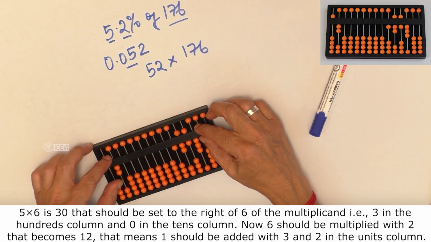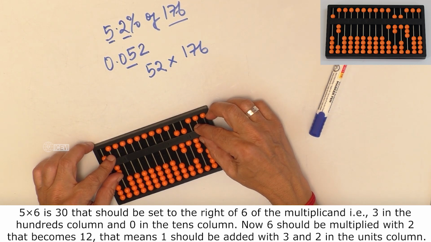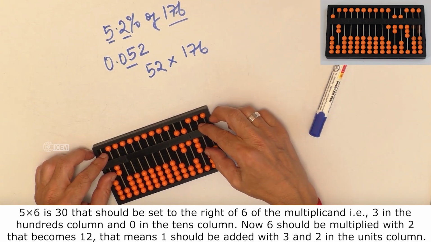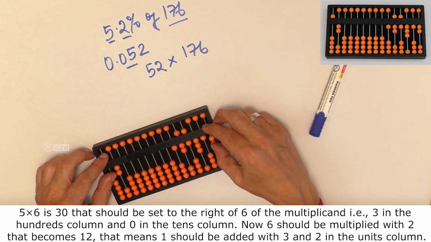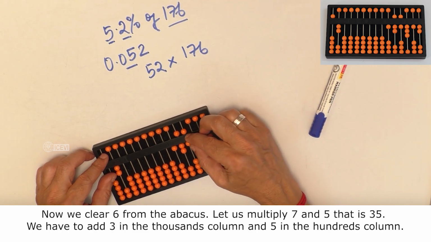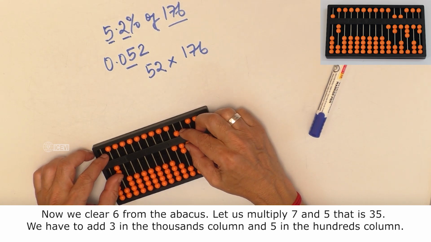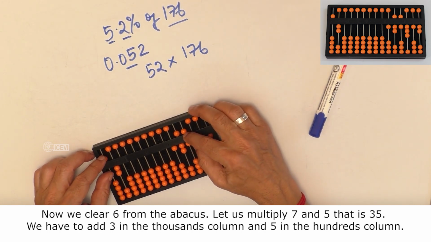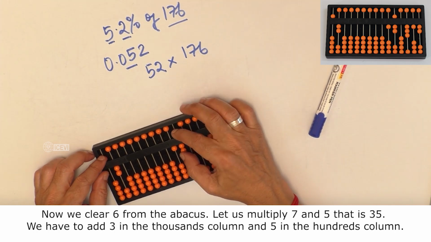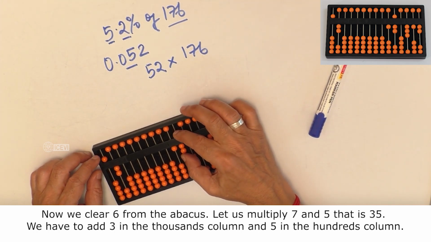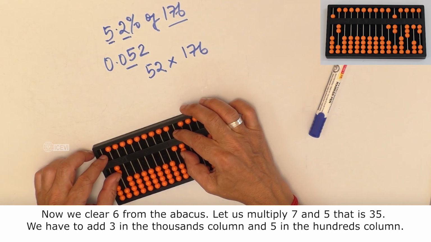Now 6 should be multiplied with 2. That becomes 12. That means 1 should be added in the tens column and 2 in the units column. Now the multiplication of 6 with 52 is over, and therefore we can clear 6 from the abacus. Next we have to multiply 7 with 52.